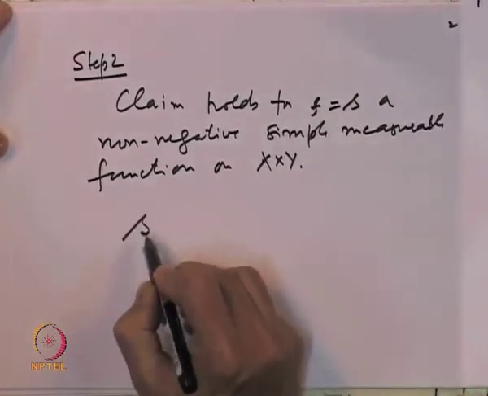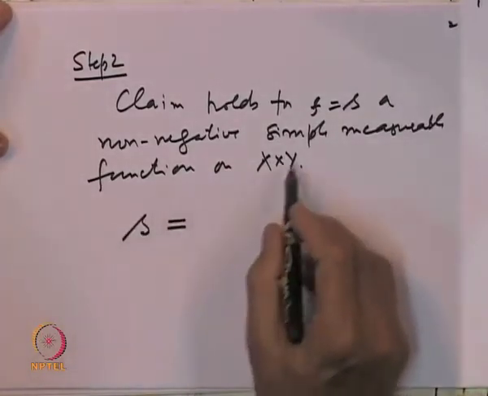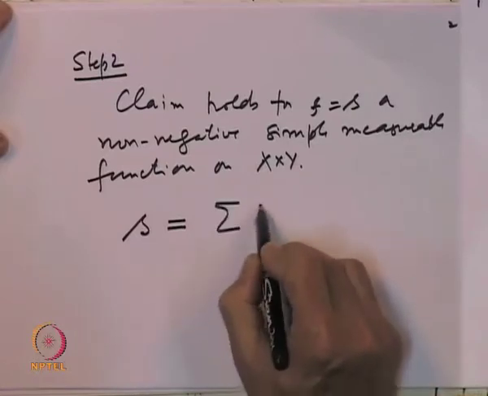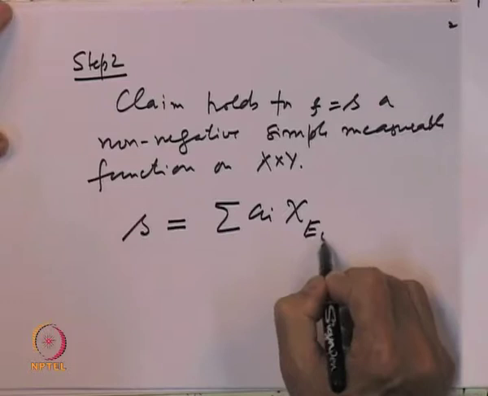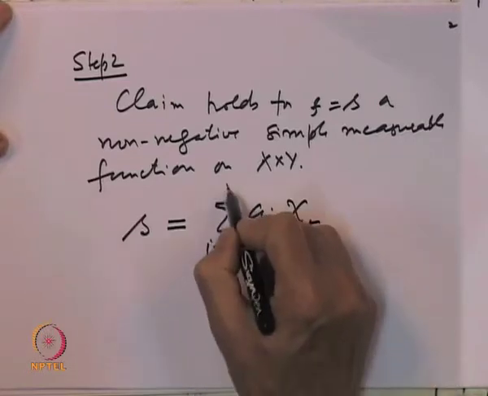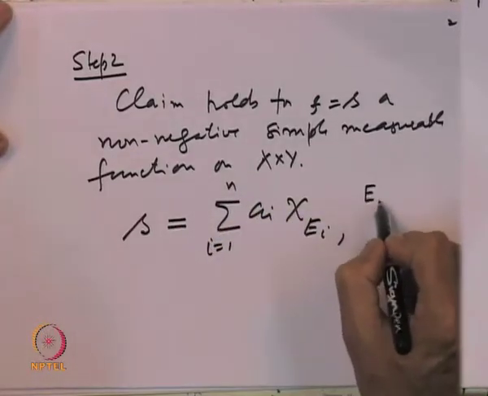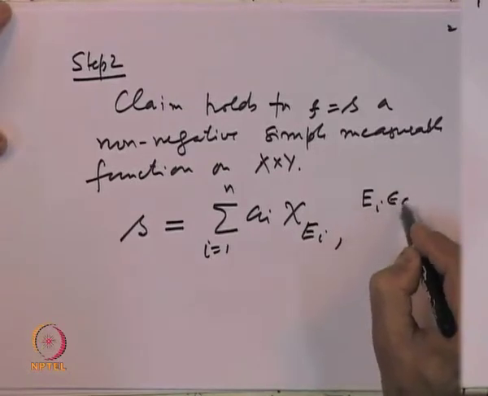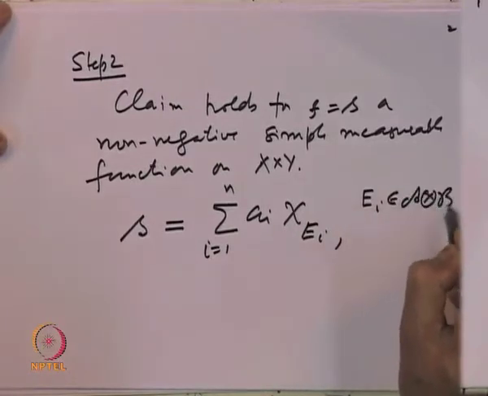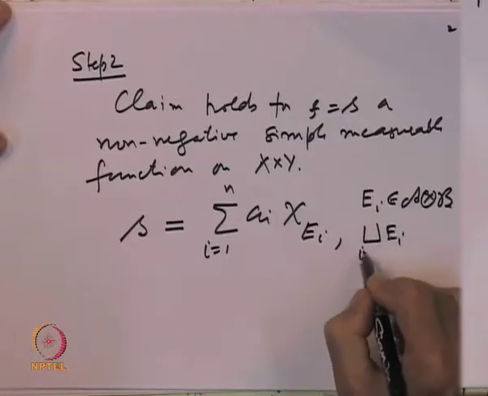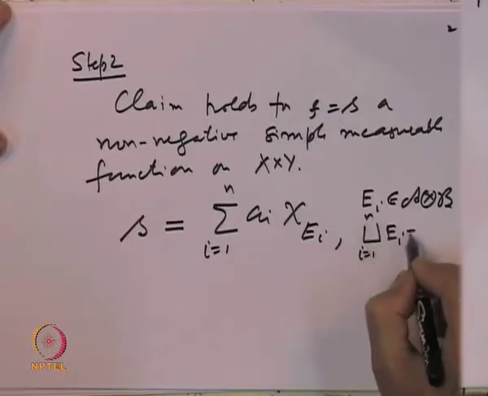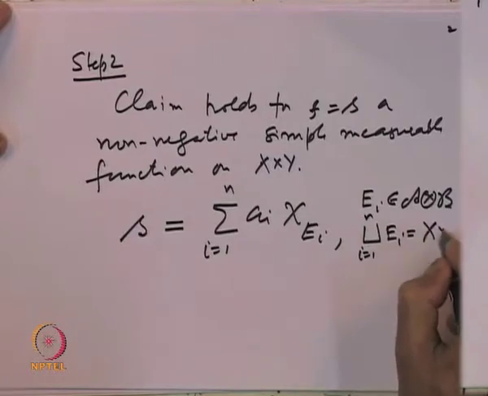So, a non-negative simple function S on the product space looks like the sum of a_i times the indicator function of some sets E_i, where i is 1 to n, and these E_i's are sets in the product sigma algebra A times B, and they are pairwise disjoint, and their union is equal to X cross Y.